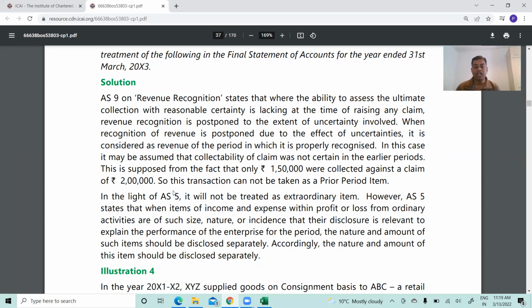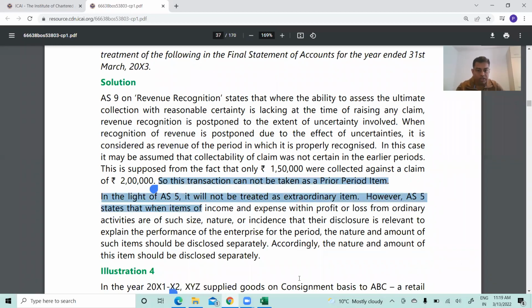Okay. Continue. AS 5 states that when items of income and expense within profit or loss from ordinary activities are of such size, nature, or incidence that their disclosure is relevant to explain the performance of the enterprise for the period, the nature and the amount of such items should be disclosed separately. Accordingly, the nature and amount of this item should be disclosed separately.